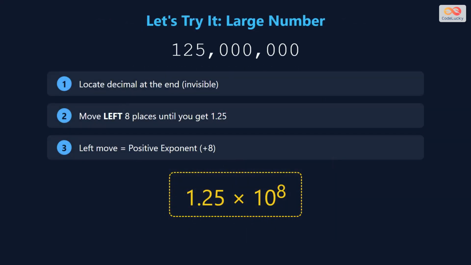Let's try a full example with a large number, 125 million. First, we find the decimal at the end. Second, we move it to the left 8 times to get 1.25. Since we moved left 8 times, our exponent is positive 8. The final answer is 1.25 times 10 to the 8th power.